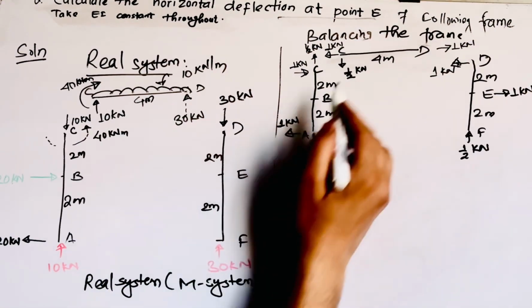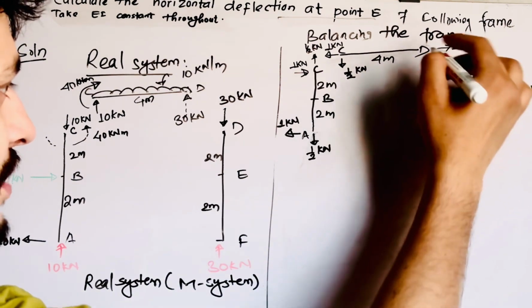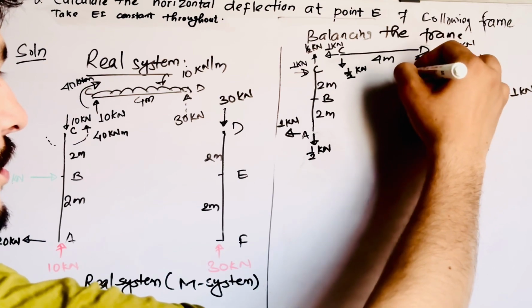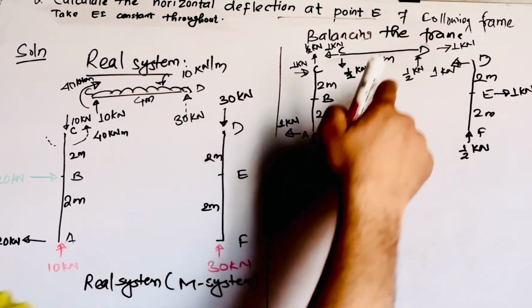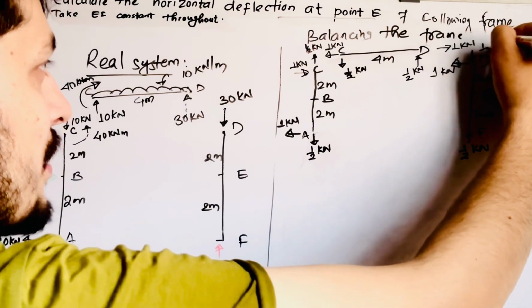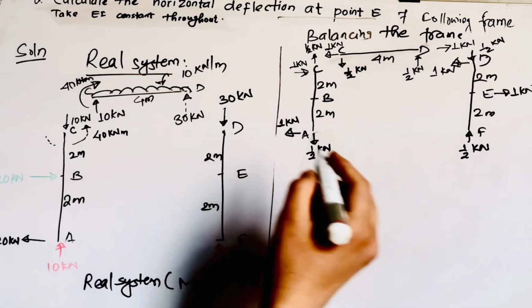In the same manner, half kilonewton is here. To balance this, what will happen here? You need to add 1/2 kilonewton upward load, and to balance this you have to apply half kilonewton downward force. Yes, this is the thing that you have to do. Along with that, you balance the axial force and shear force. You need to balance the moment as well.